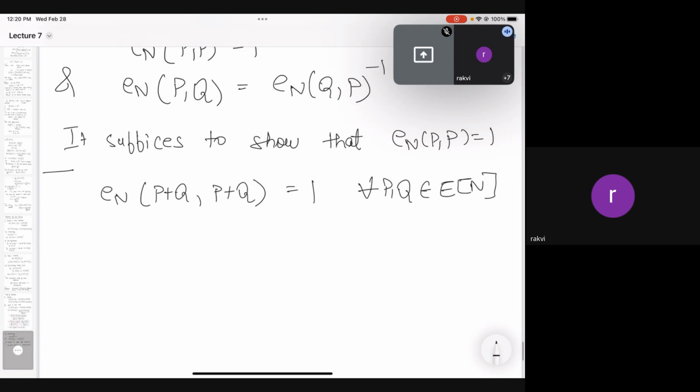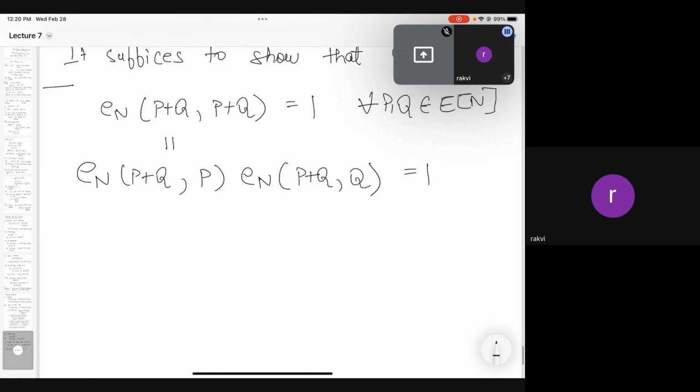Okay. But now I'll use that it's linear in two variables, right? So I'll use that. Let me fix the first one. So this is equal to En of P plus Q comma P times En of P plus Q comma Q. And now I can further break it into two because the first one is getting added.